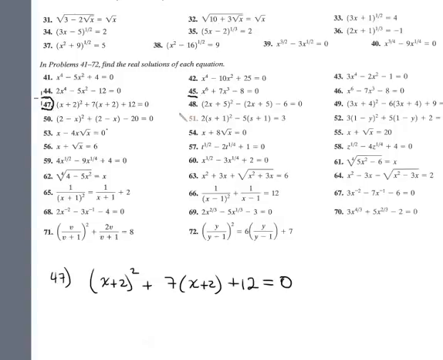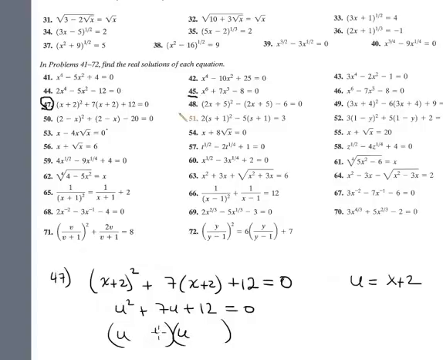Okay, 47 again is quadratic-form, and the auxiliary variable u is x plus 2. This is u squared plus 7u plus 12 equal to 0. By factoring, the factors are 4 and 3. 4 times 3 is 12, and 4 plus 3 is 7.